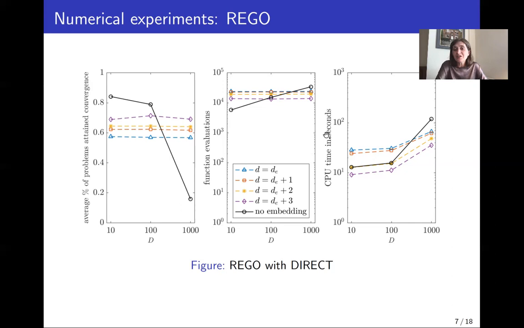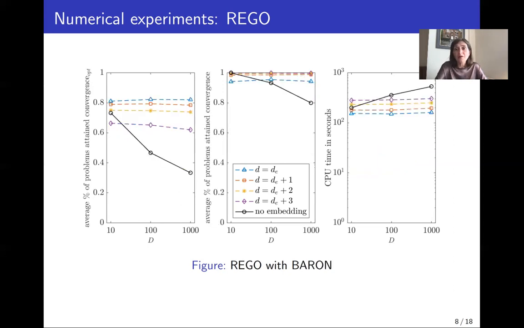Similarly, we look here at function evaluations and CPU time, and we see growth for the no embedding framework and essentially constant for the random projection framework. With BARON, we see similar behavior here and here. This just looks at local solver properties in BARON. But for guaranteed global optimality, we have this plot and then the CPU plot here. And we see a similar type of behavior.